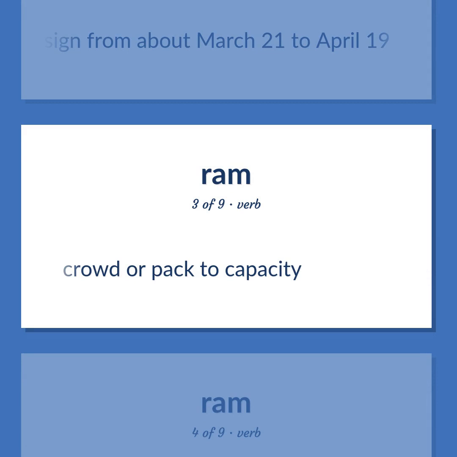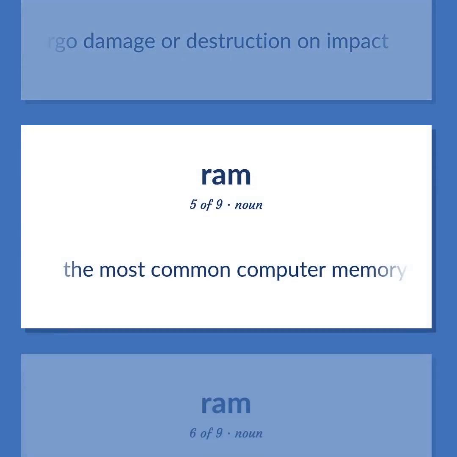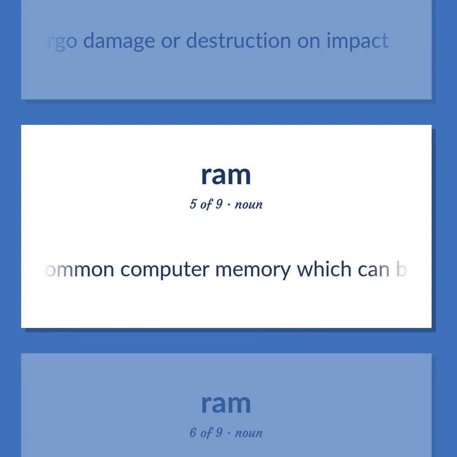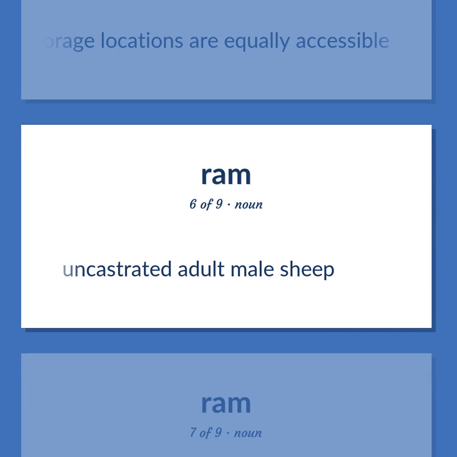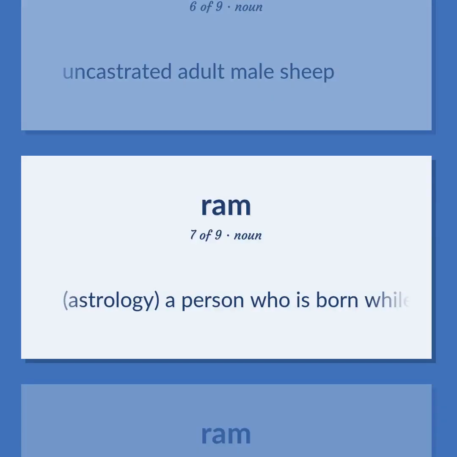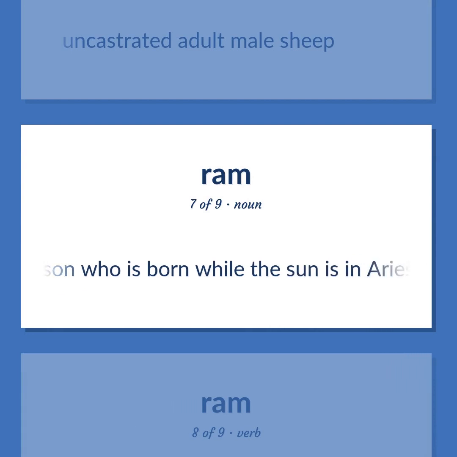Crowd or pack to capacity. Undergo damage or destruction on impact. The most common computer memory which can be used by programs to perform necessary tasks while the computer is on. An integrated circuit memory chip allows information to be stored or accessed in any order and all storage locations are equally accessible. Uncastrated adult male sheep. Astrology. A person who is born while the sun is in Aries.